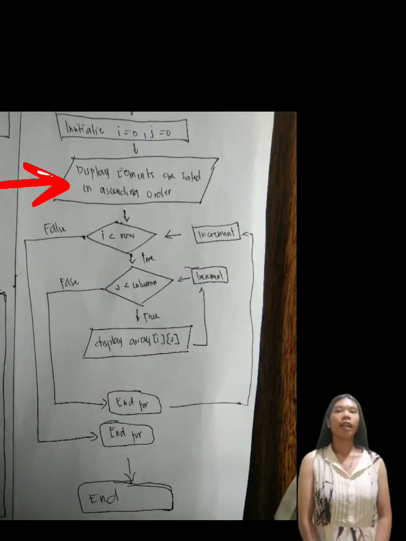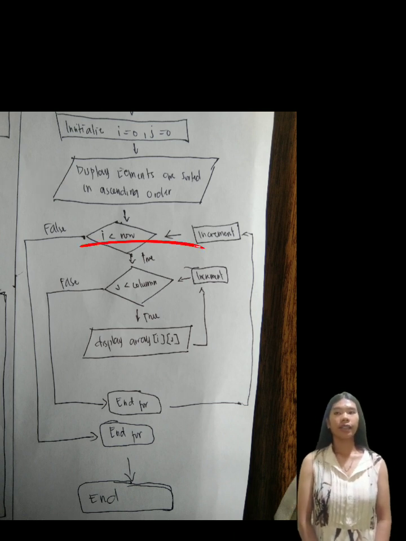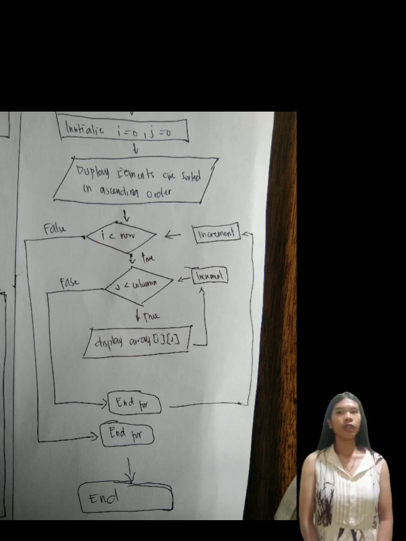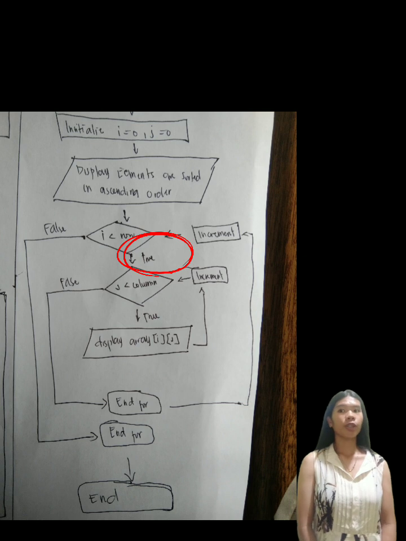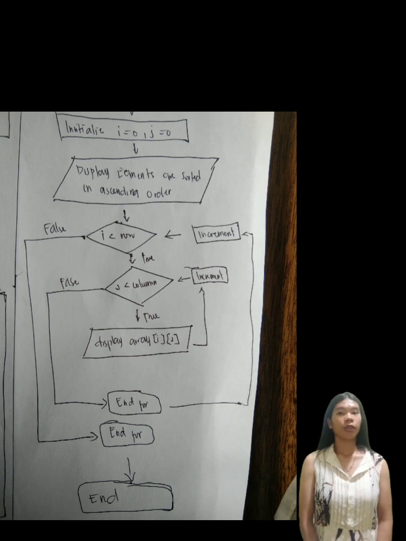To display the elements sorted in ascending order, make a condition i less than row. And if the condition is false, end for loop. But if the condition is true, the program will proceed to the next condition, which is j less than column. And if the condition is false, end for loop.